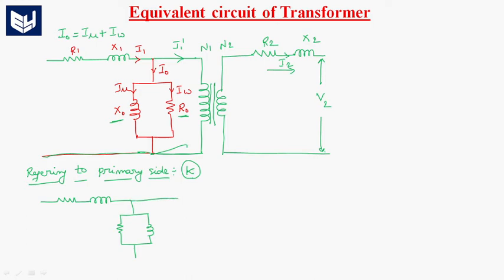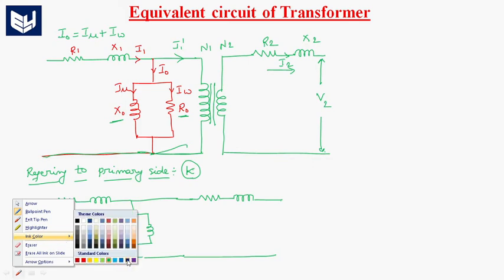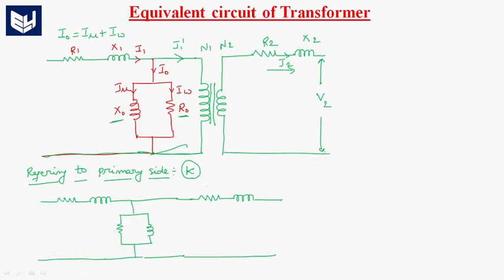Now we have to refer the secondary winding parameters to primary side. Secondary winding is having resistance R2 and reactance X2, which are transferred from secondary to primary side. Whenever we are referring the secondary winding resistance to primary, we'll write that one as R2 dash. Am I correct or not? So this is R2 dash and this one is X2 dash. These are same, R1, X1.